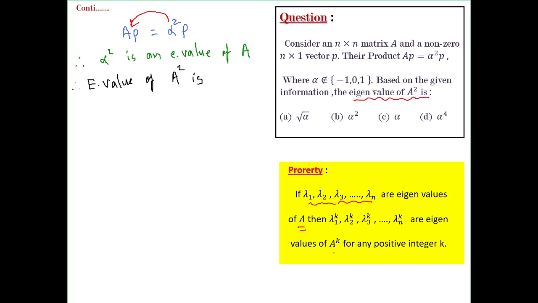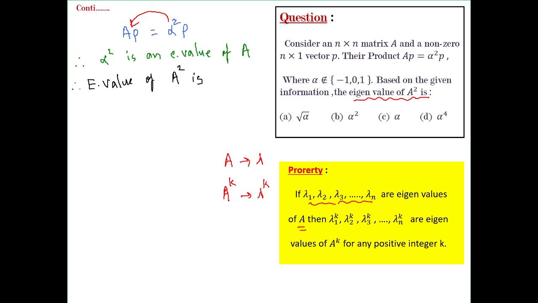A power k is a new matrix obtained from the old matrix A by raising it to a power. The new eigenvalues are the same old eigenvalues raised to the same power: lambda 1 power k, lambda 2 power k, and so on. So if A has the eigenvalue lambda, then A power k has the eigenvalue lambda power k.